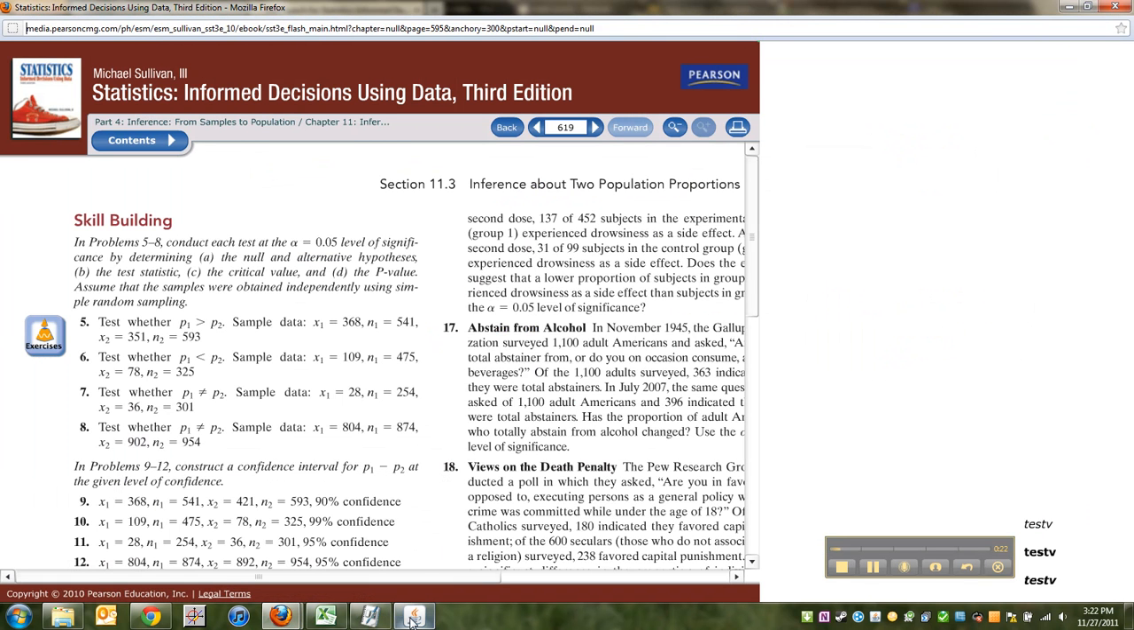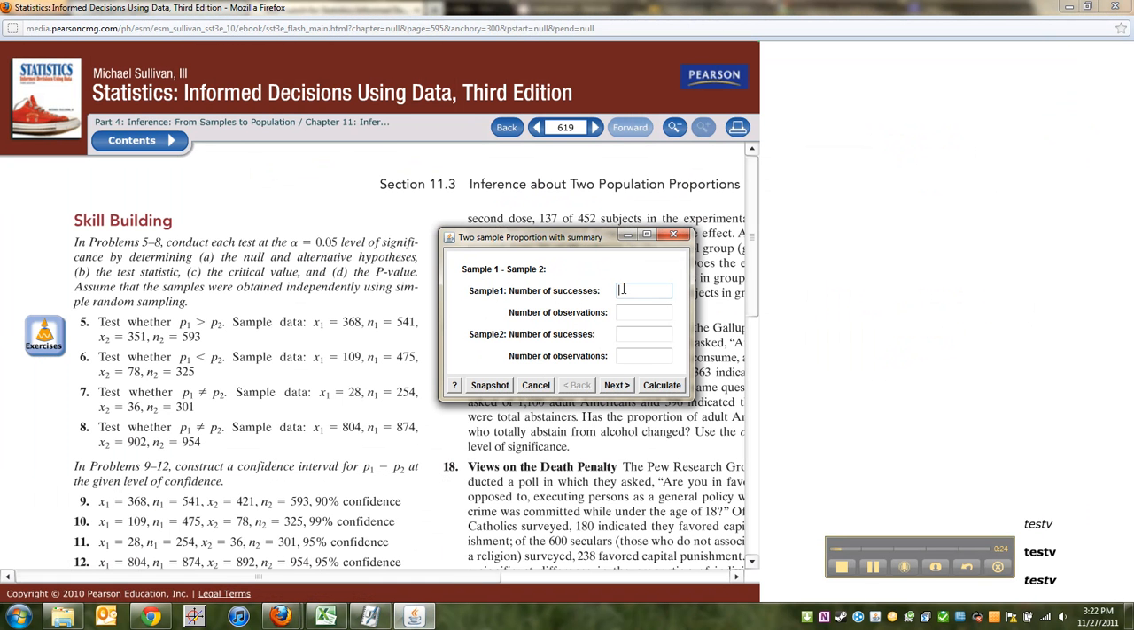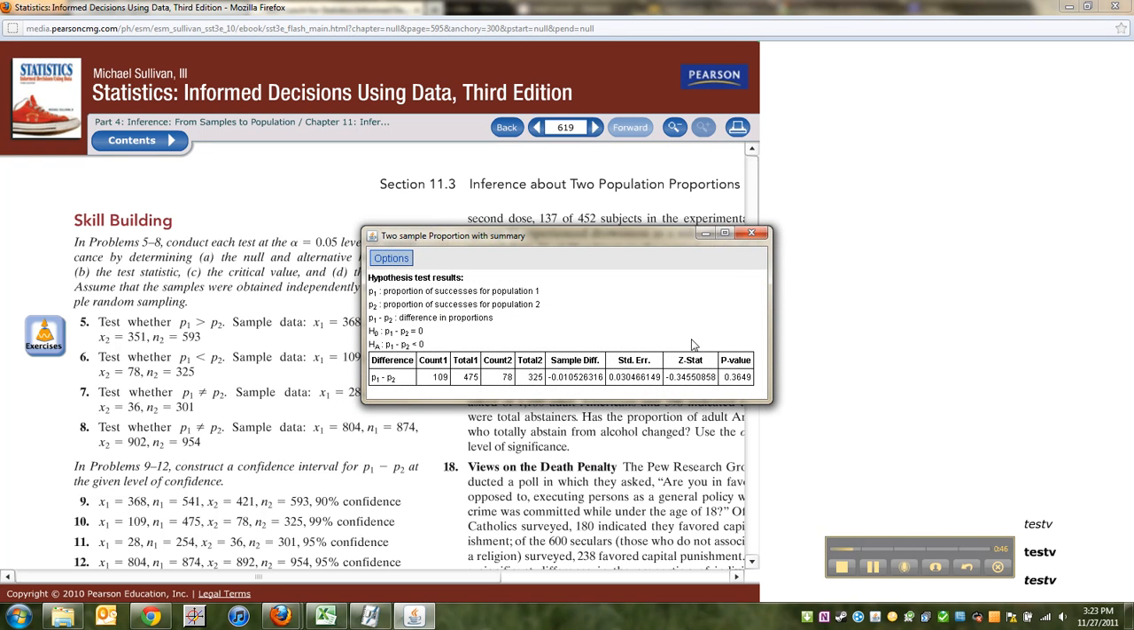There it is. Okay, so I had 109 out of 475. Then I had 78 out of 325. Next. And if you're doing a confidence interval, there's how you could do it, but we're not. We're doing a hypothesis test, but it's a less than. Let me choose that one. Next. And I don't need that. Calculate. And there you go.